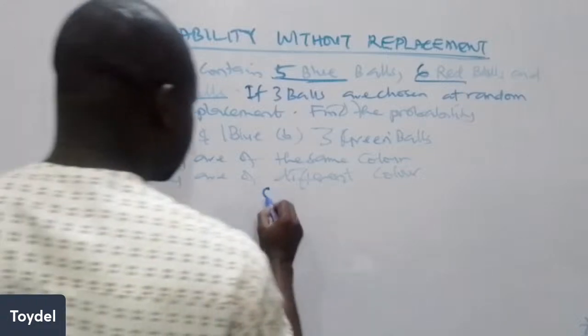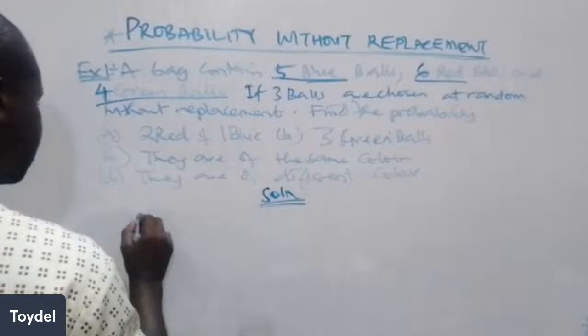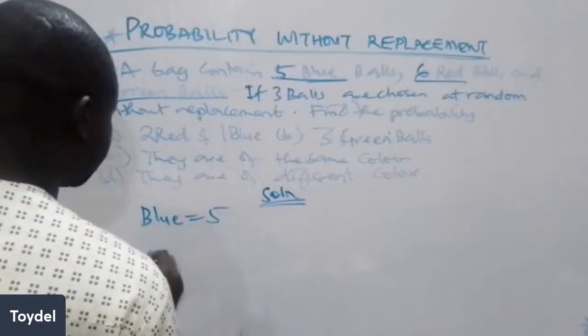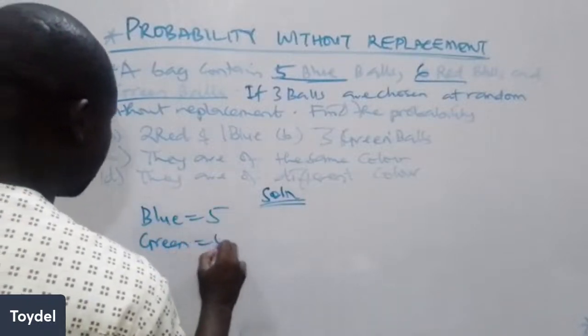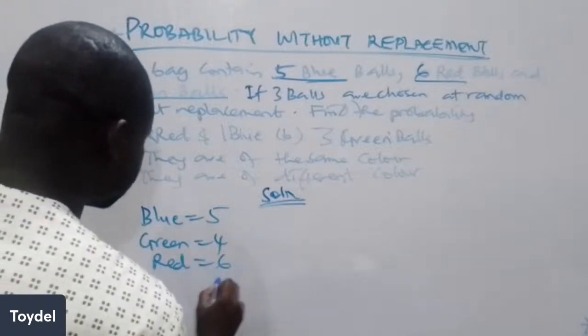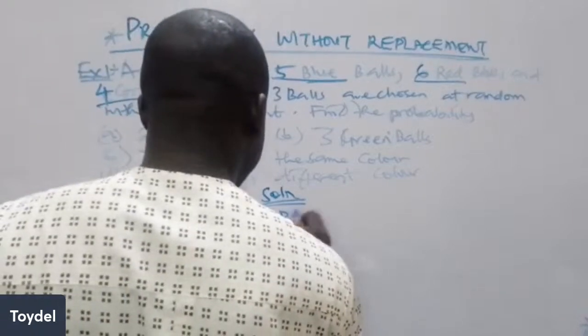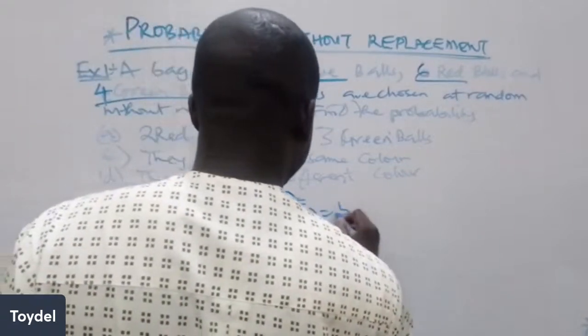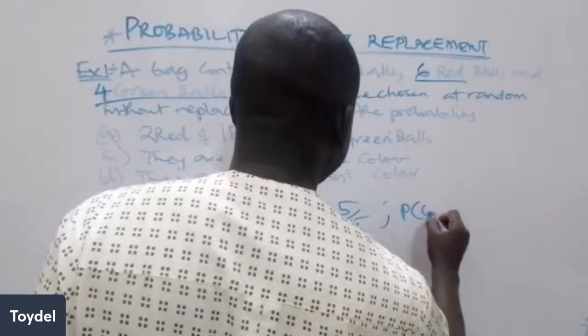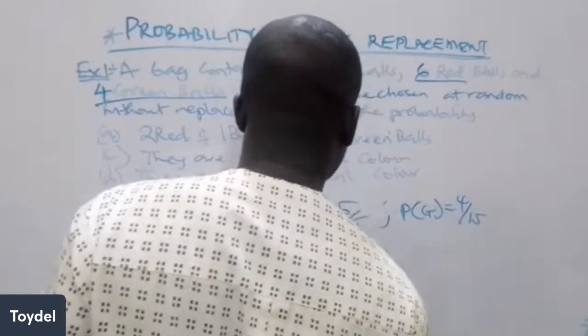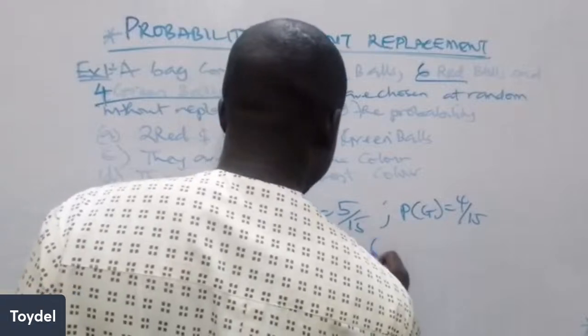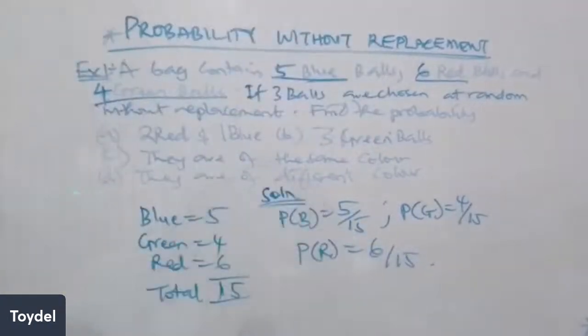Of course, if you are given this question, you list out what you are given in order to know the probability. Blue balls, we have just 5. Green, 4. Then red, 6. So the total is 15. Once we know the total, we can know the probability. The probability of blue balls will be 5 over 15, the probability of green ball will be 4 over 15, while the probability of red ball will be 6 over 15. This is the first step before we go ahead and look at the effect of taking a ball without replacement.